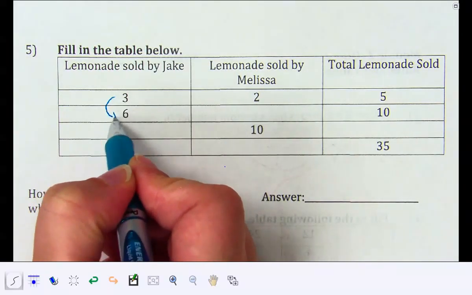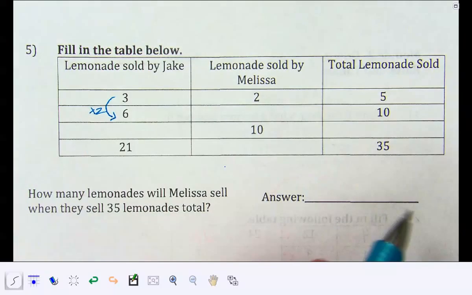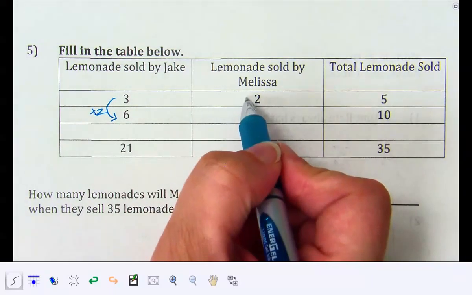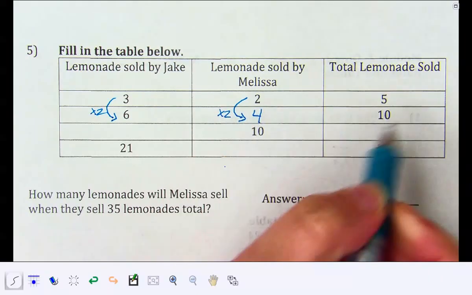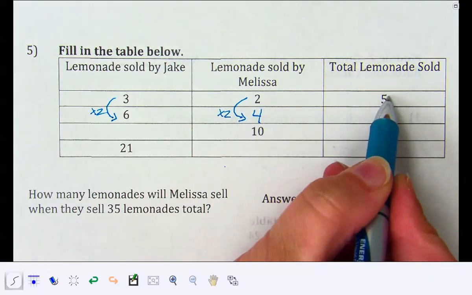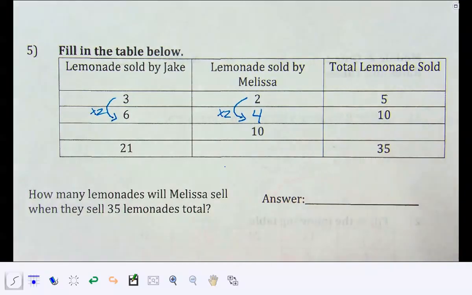3 times 2 will give me 6. So I should be able to go 2 times 2 to get 4. And this should match up as well. 5 times 2 does give me 10. And there's also some common sense here. So if you have 10 total and 6 of them are lemonade, well, you could subtract that to find out that there were 4. So keep in mind you can always do some common sense things too.